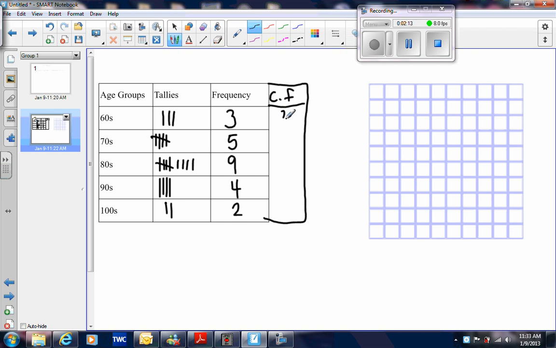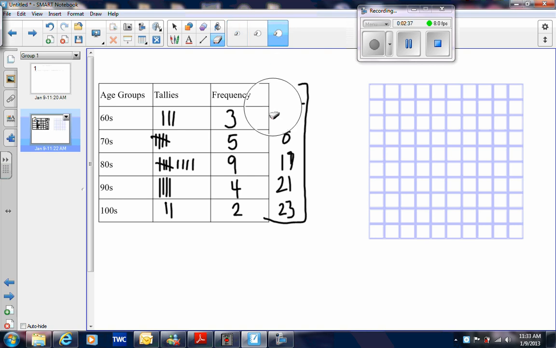I would have 3 so far, then another 5, so that's 8 so far, then another 9, so that'd be 17 so far, then another 4, so that'd be 21, and then another 2, so that would be 23. So I would have spoken to 23 people in the nursing home. That's just a little review on the cumulative frequency. So I'll erase that portion there.